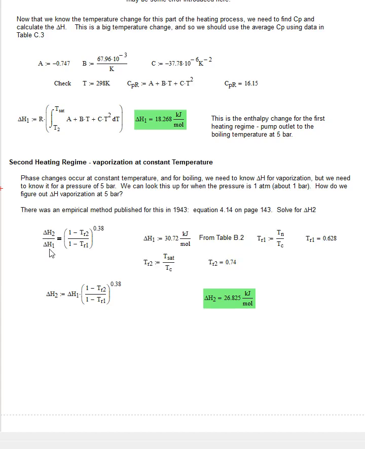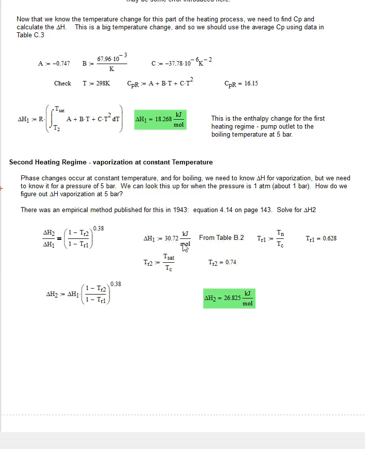So delta H1 is the known delta H of vaporization at temperature 1. Delta H2 is the unknown delta H of vaporization at a different temperature, T2. This equation is given to us. It's equation 4.14 on page 143. Delta H1 is the heat of vaporization at the normal boiling point.